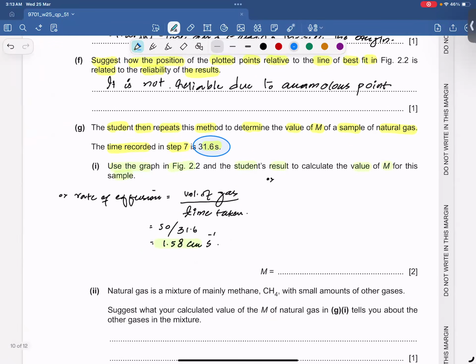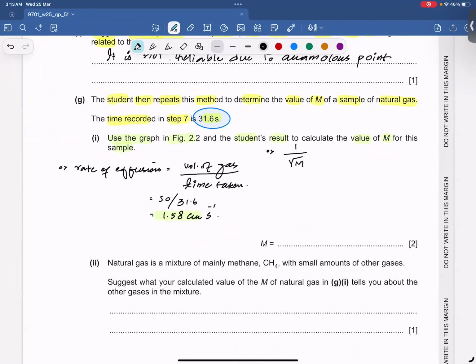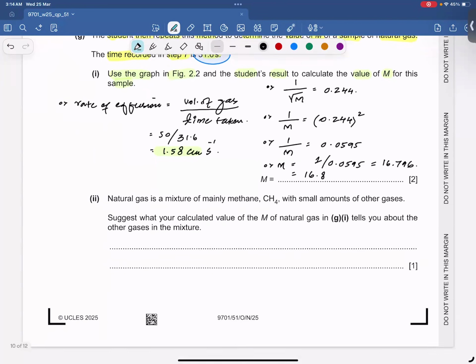So let me use this value. 1 upon under root m is equal to 0.244. Take the square, so 1 upon m equals 0.244 ka square. 0.244 ka square is going to be 0.0595. So 1 upon m equals 0.0595. To calculate the value of m, it's going to be 1 upon 0.0595. So 1 divided by this is 16.796, so it's going to be 16.8. Okay. I hope it makes sense to you.